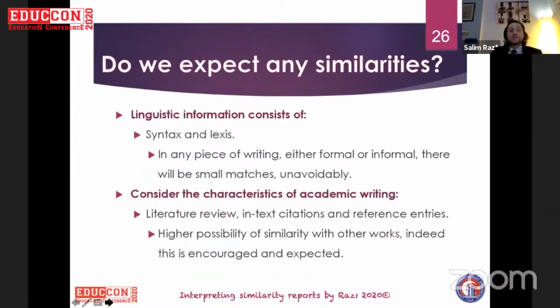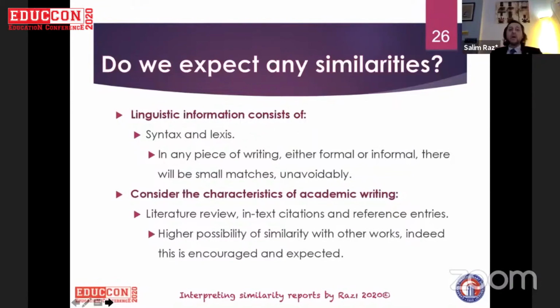And secondly, considering the dimensions of academic writing, what do we expect? We expect authors to cite the other sources in the literature. There will be in-text citations. There will be directly quoted expressions. There will be paraphrased expressions in which technical terminology will remain the same. And there will be reference entries which are written in exactly the same manner.